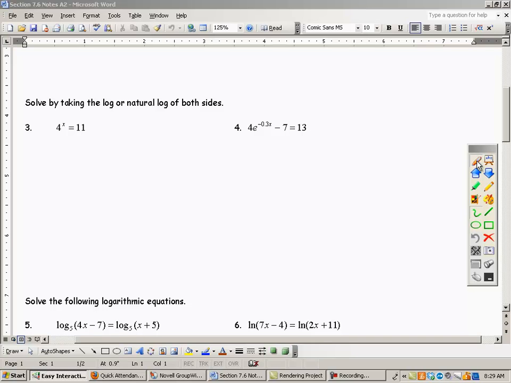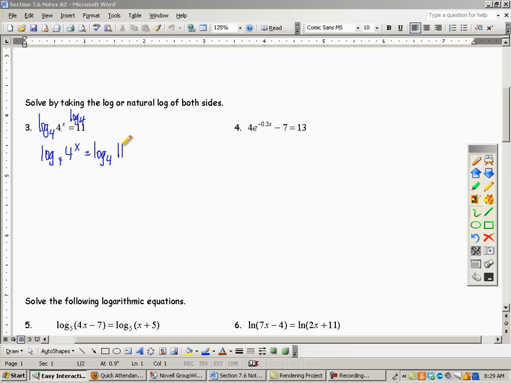Okay, so what I'm going to do, because this base is 4, I'm going to say the log base 4 of this side, and I'm going to say the log base 4 of this side. So what ends up happening is I have the log base 4 of 4 to the x equals the log base 4 of 11.